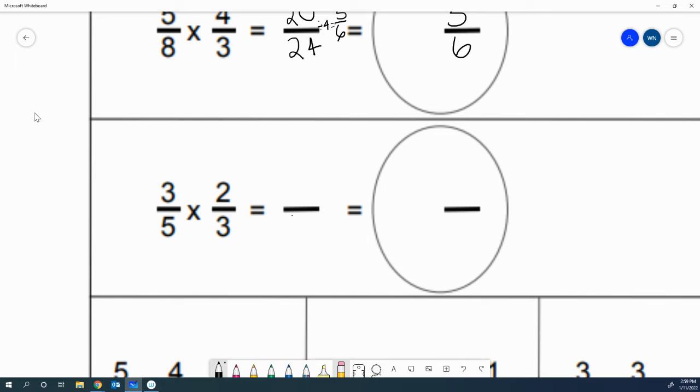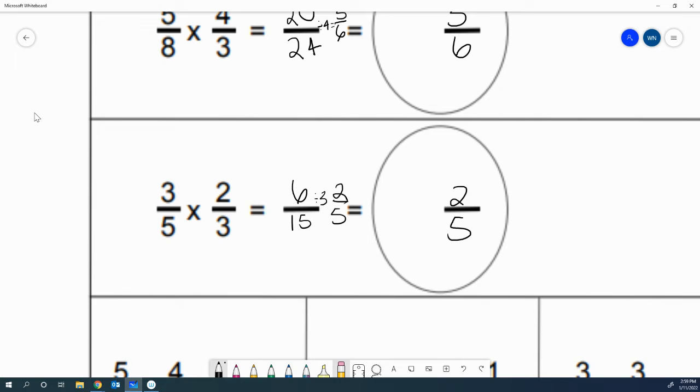You should have said 5 times 3 is 15. 2 times 3 is 6. Did you catch that you can simplify it, though? You can divide both of these by 3. 6 divided by 3 is 2. 15 divided by 3 is 5. So we've got 2/5 as our answer.